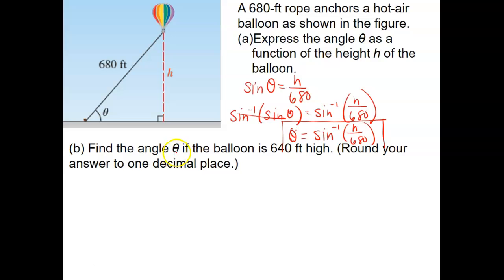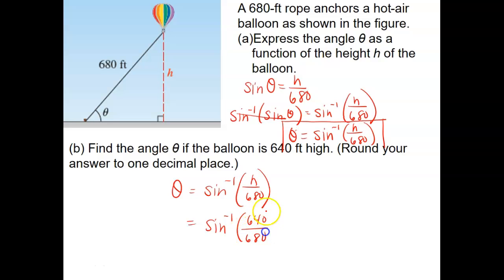Part B, find the angle theta if the balloon is 600 feet high. Well, we've already done the work here. So all we really have to do is to plug into that. For that height. So if our height is 640, we'll do the inverse sine and we'll get 70.25. And again, just watch your directions on the rounding. Oh, it says round to 1 decimal place. I'm not even reading my own directions. So 70.3 degrees.